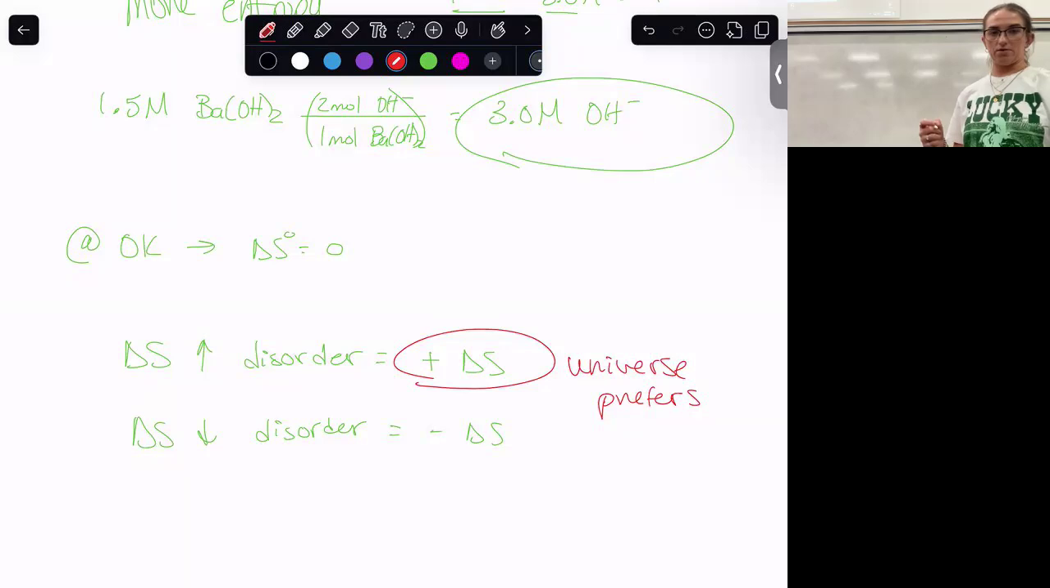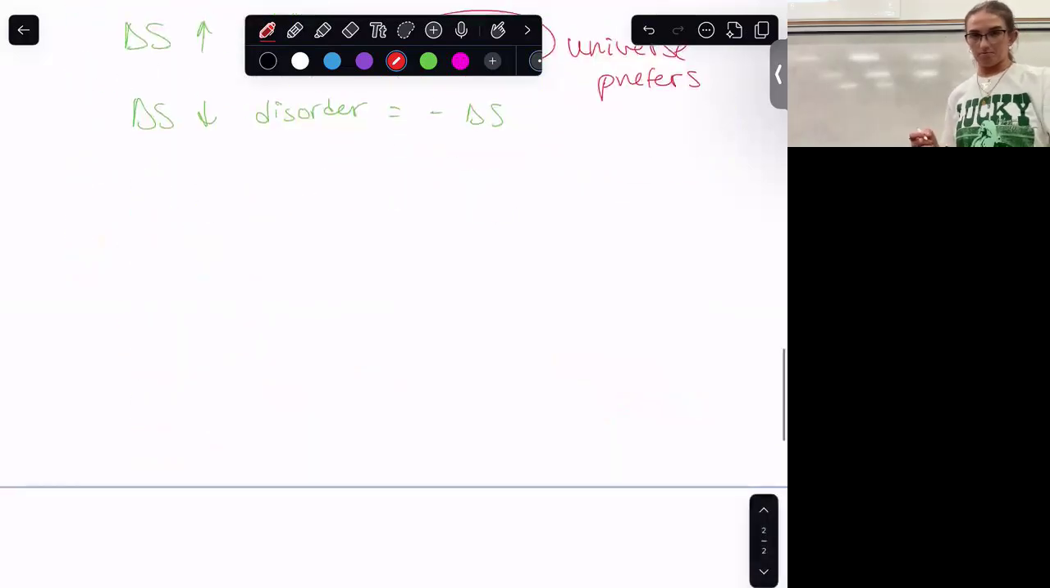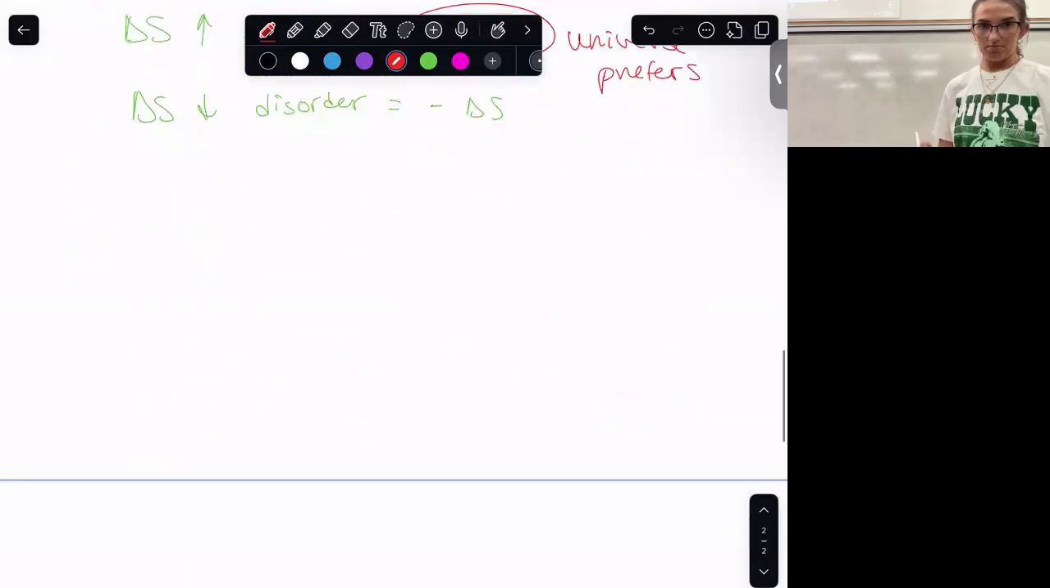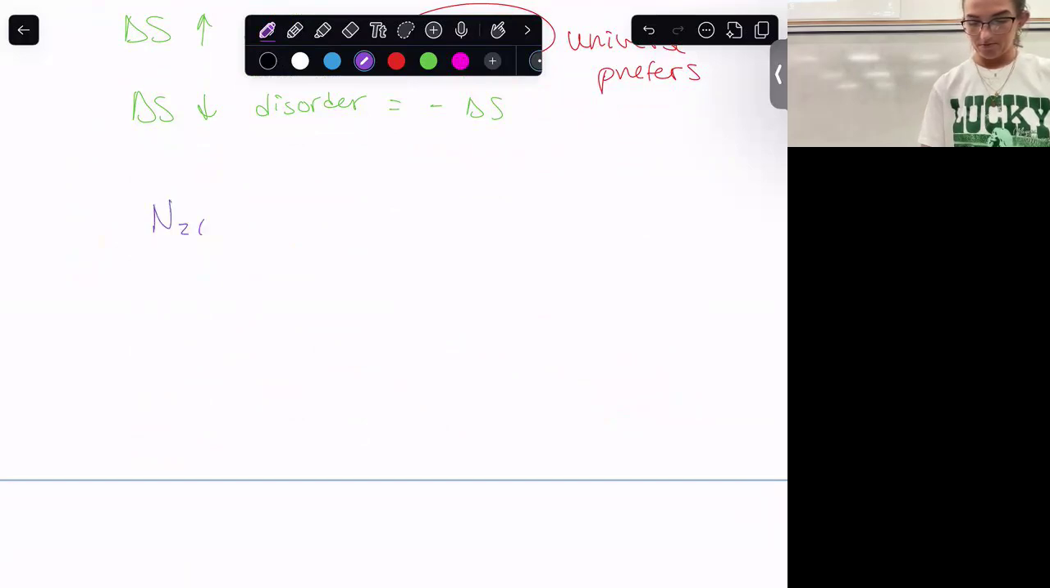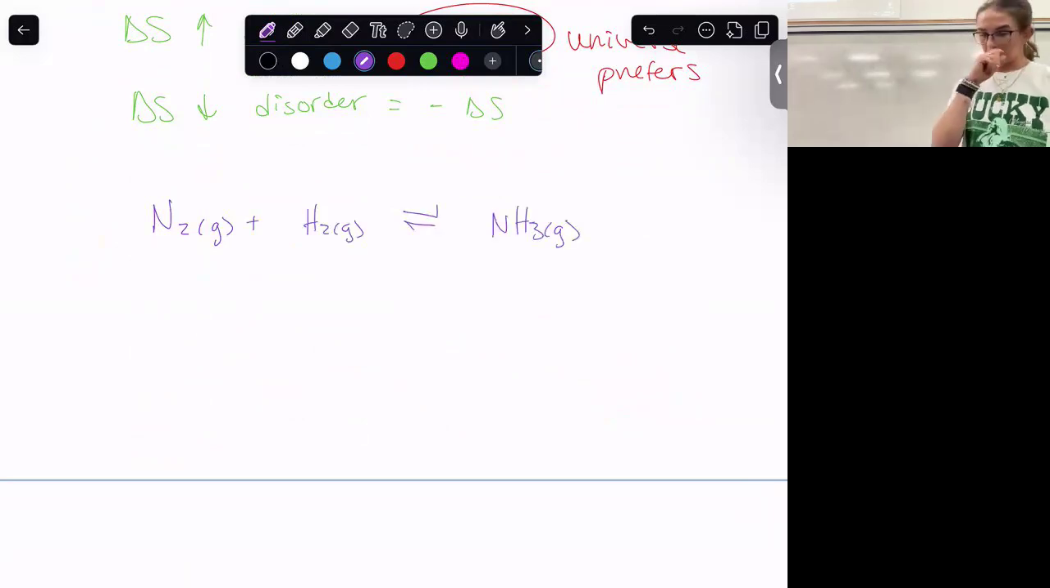So let's look at an example. Okay, so we have N2 gas and H2 gas going to NH3 gas. We need to balance this equation. So how are we going to balance this one?